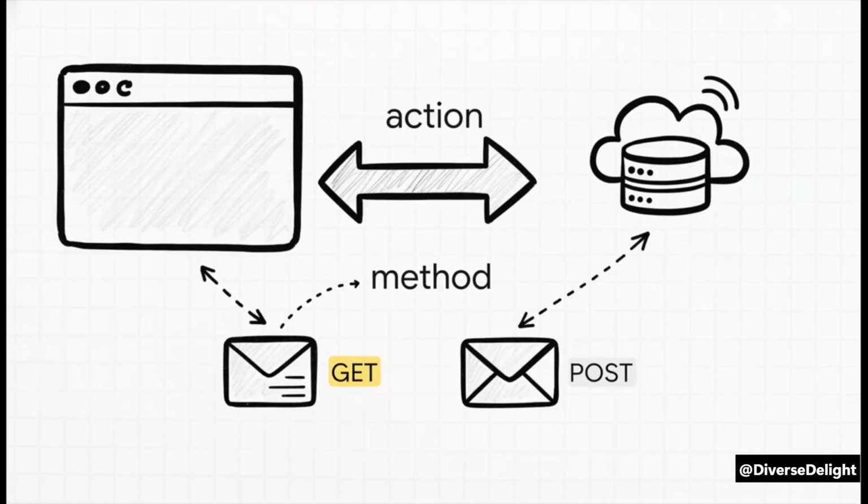And right at the heart of every single one of these forms, there are two super critical instructions. You've got action, which is basically the mailing address. It tells the data where to go. And then you have method. And the method, well, that's the delivery service. And on the web, you've really only got two main options. And picking the right one is absolutely crucial, not just for function, but for security too.